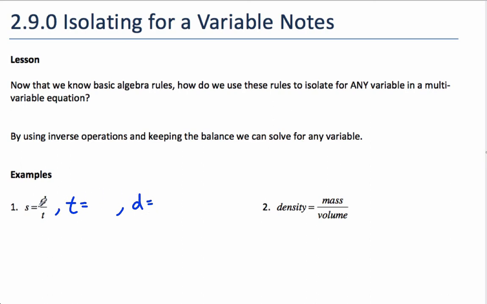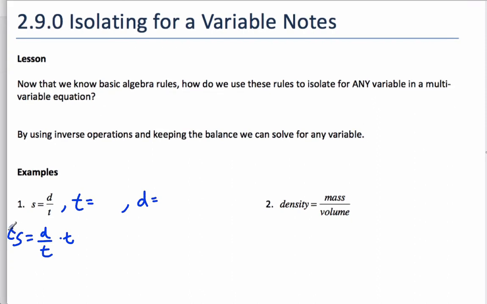Now we have s equals d over t. Then we can multiply both sides of the equation by t to get rid of this fraction in the denominator. This will cancel these t's, and we get d equals t times s. So if you want to get the distance, we do time times speed.